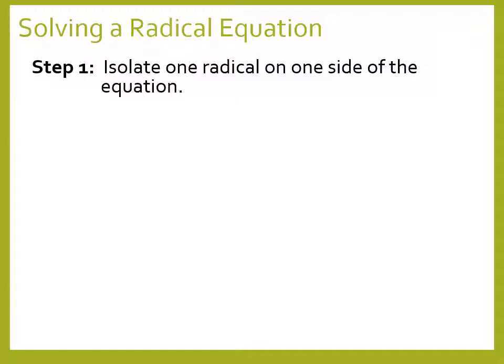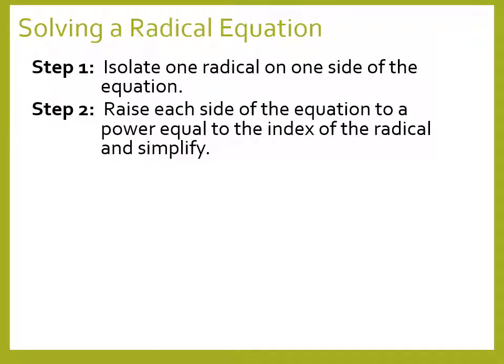So here, when you're solving a radical equation, step 1 is we want to make sure we isolate one radical on one side of the equation. Step 2, we're going to raise each side of the equation to a power equal to the index of the radical and simplify. Remember, your index is the little number on the outside of your house. Is it a 2, a 3, a 4, a 5? And the power is the exponent of a number.